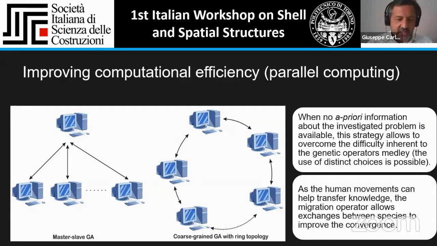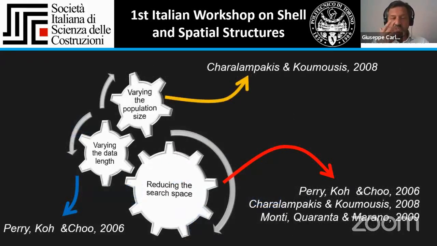So we can also divide into subpopulations. We do not have to have a single population, but a number of different populations, and this could strongly increase the exploration stage. Another typical improvement of genetic algorithms is varying the population size. When we are still doing a search, and we see that we have no good solution at hand, we are not improving the result, we can vary the population size, we can increase it, or we can vary the data length, or we can reduce the search space when we have identified the more promising areas in the search space where to find the optimal solution.